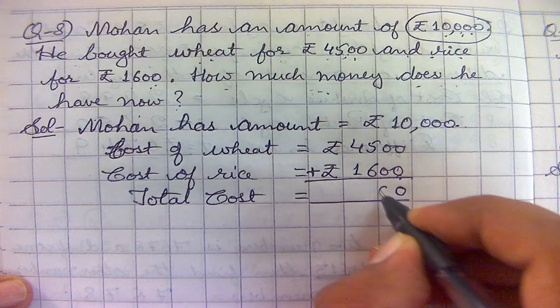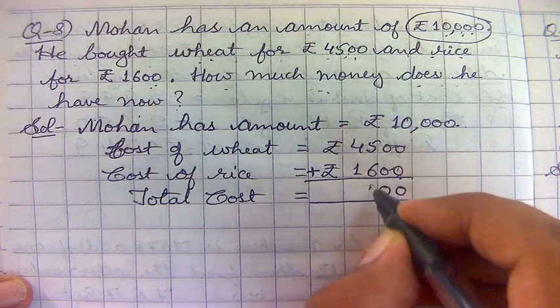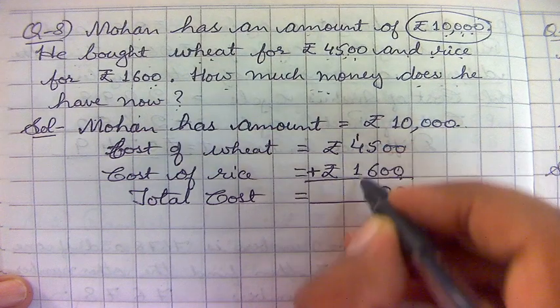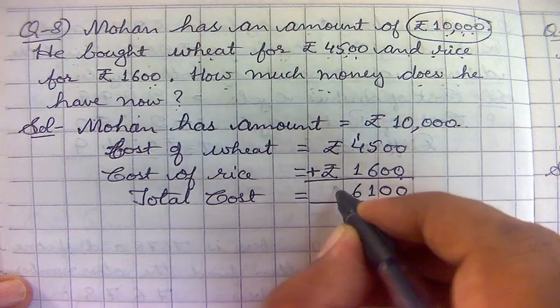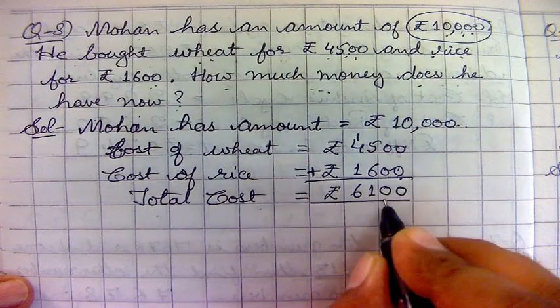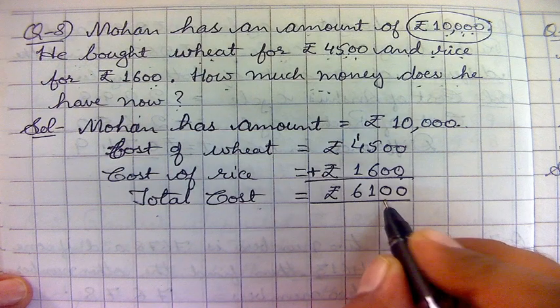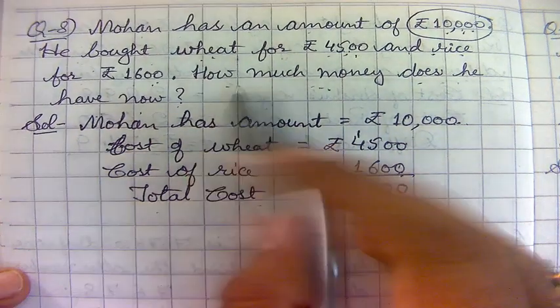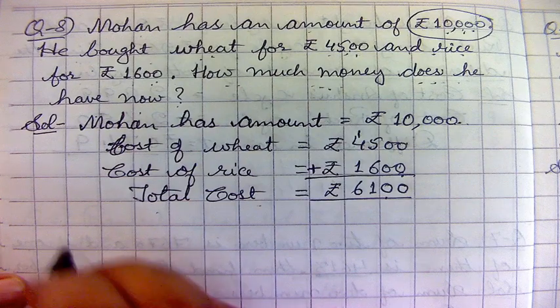So here 0, here 0, 5 plus 6 gives you 11, 1 carried, and this is 6. So what is the total cost? 6,100. Now you have to tell how much money does he have now.